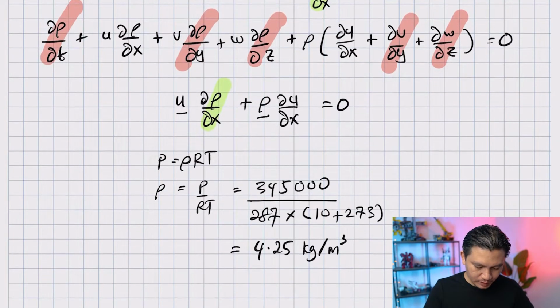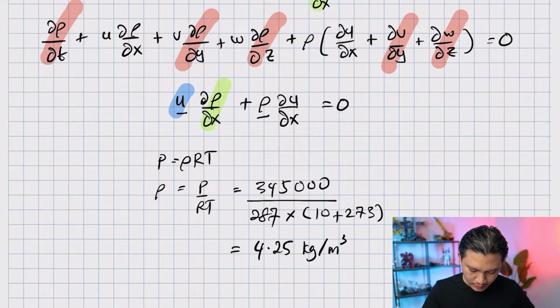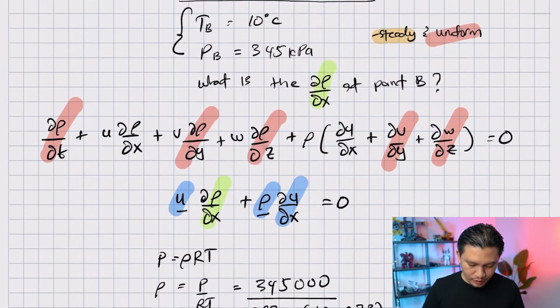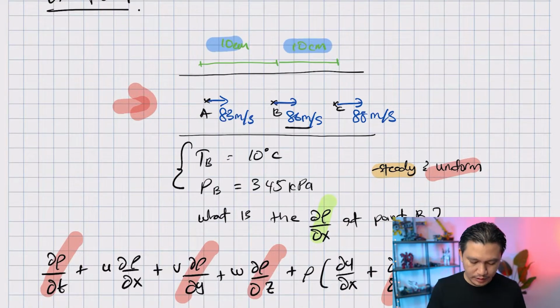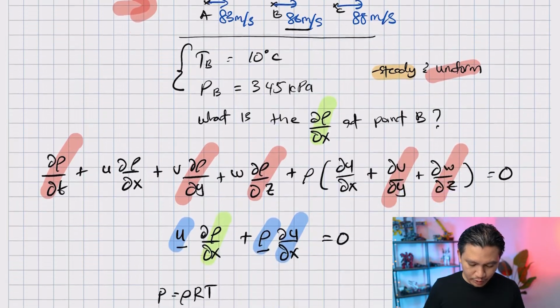So now from this equation, you already have the velocity, and now you also have the density. The only thing remaining is del u over del x, that is the change of velocity in the x direction. If we go back to our diagram, we have a similar length here, which is 10 centimeter. So point A and point B are 10 centimeter apart, and point B and point C are also 10 centimeter apart. So to obtain the change in velocity at point B, you can actually use point A and point C to determine it.